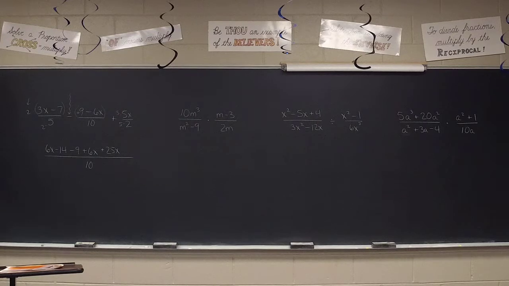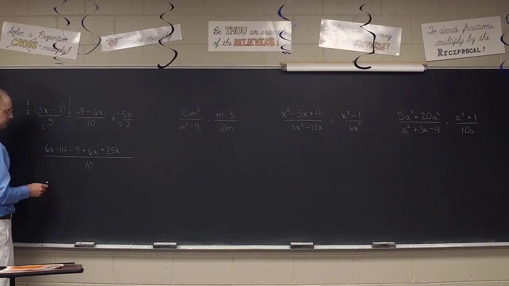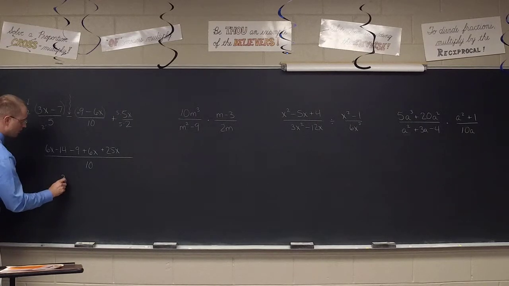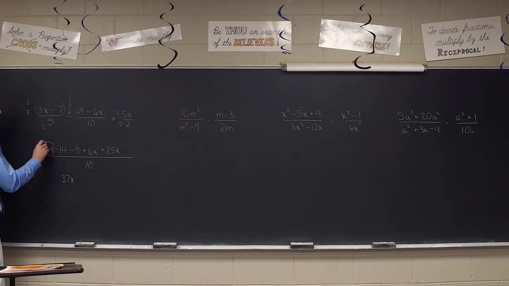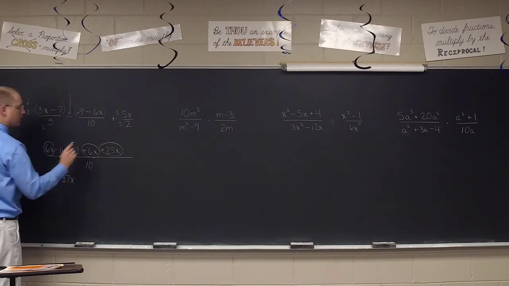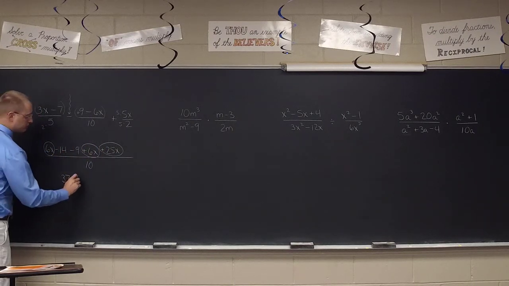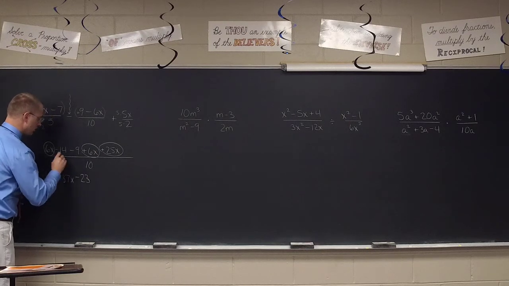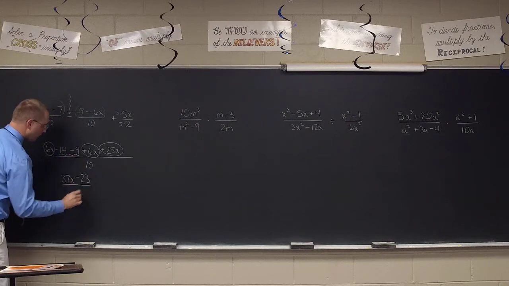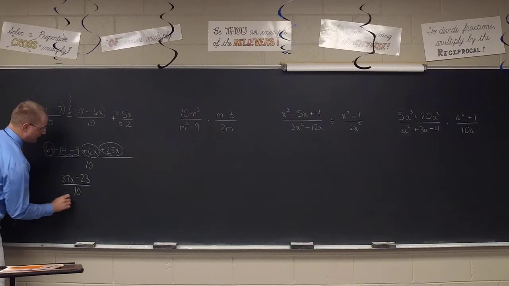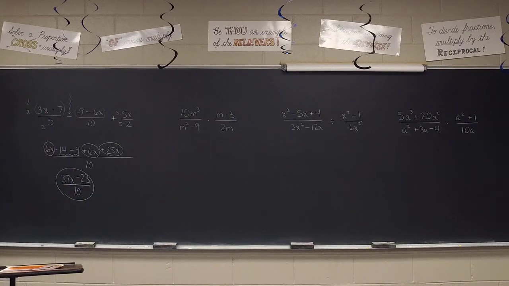Adam? Positive 37x. When you combine all the x's together, good. Negative 23, when I combine the non-x's, all of it over 10. If we could factor and cancel, we would, but we can't, so we're done. Questions on this?